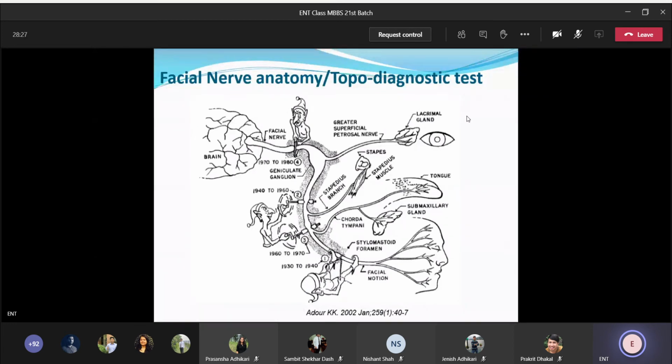But the stapedius muscle is normal, and if there is a transection in the parotid region, only the facial nerve motor supply of the face will go, the others will be present. Right? So you can make a diagnosis while taking the history or examination of where there is an injury to the facial nerve.